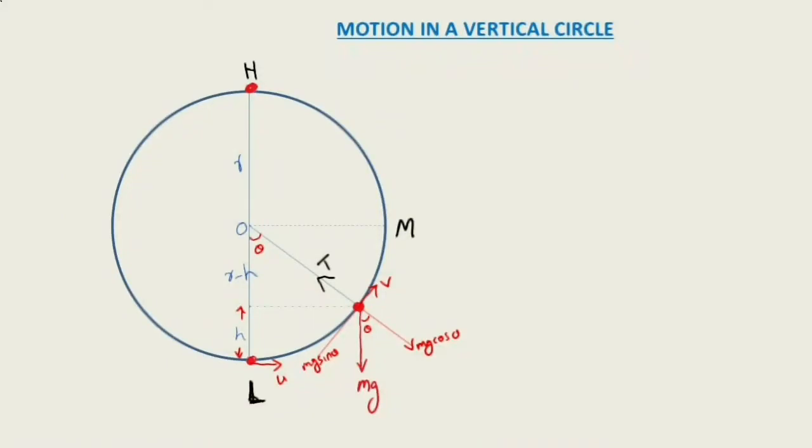Hello everyone. Today in this video we are going to deal with the motion in a vertical circle. So you can see in the picture the 3 points we have marked here: L, M and H. L is the lowermost point, H is the highest point and M is the midpoint in between H and L.